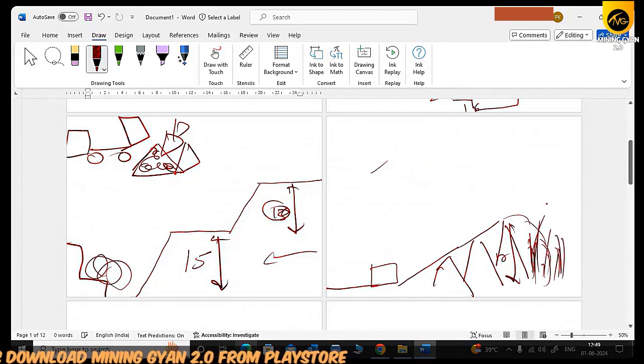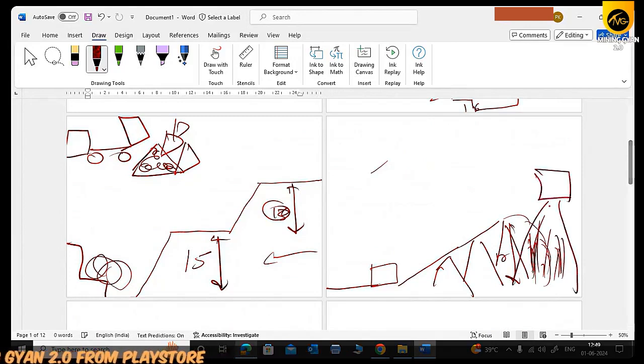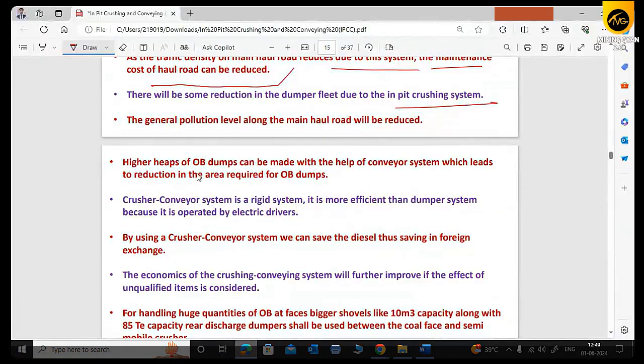गिरने से क्या होगा, एक ट्रेपेजोइडल फेस बनेगा। हम बड़ा बड़ा डोजर से, we require big dozer, we have to make it chaining so that आप एक गो में बना सकते हो 15 मिनट। ओके, so it is the advantage of the higher the heap of OB, we can make the heap with the conveying system, which leads to reduction of the area required to OB dump.